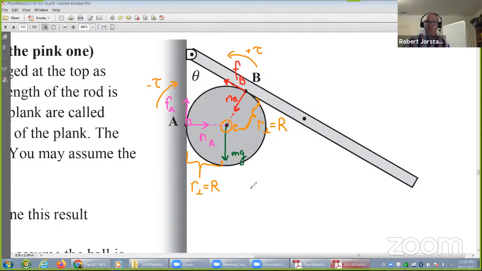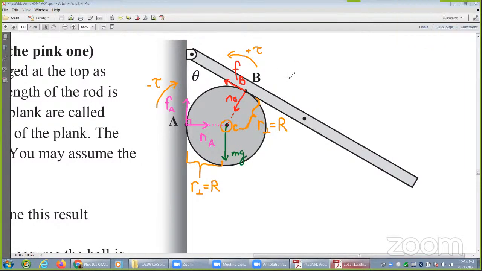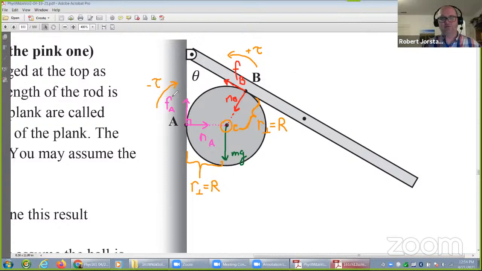So if we need these two torques to balance and their lever arms are the same, what does that tell us about FA and FB? They must be equal in magnitude. Yes, exactly. And so that's what tells us this frictional force has to balance that frictional force. Now, here's an interesting thing. As soon as I tell you that, do you think this thing is on the verge of slipping?